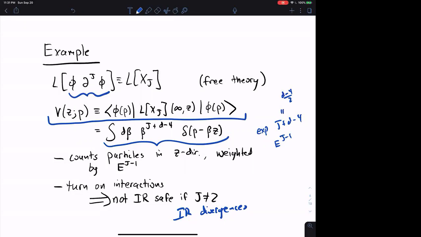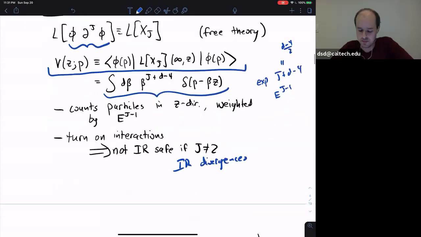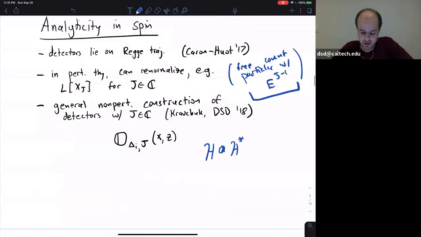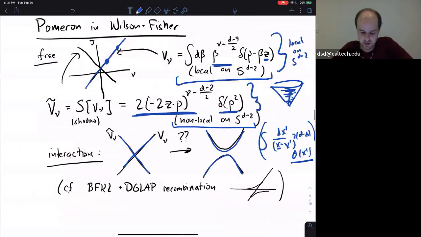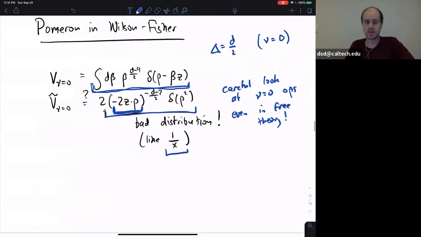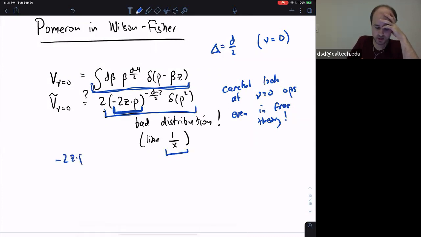I suppose I wanted to understand from this point of view why this operator was ill-defined in the free theory. So I would need to explain what's going on with this distribution, why it's bad. The bad thing is actually the angular direction on the celestial sphere. So if you look as a function of angle, there's this minus 2 z dot p to a power minus d minus 2 over 2.